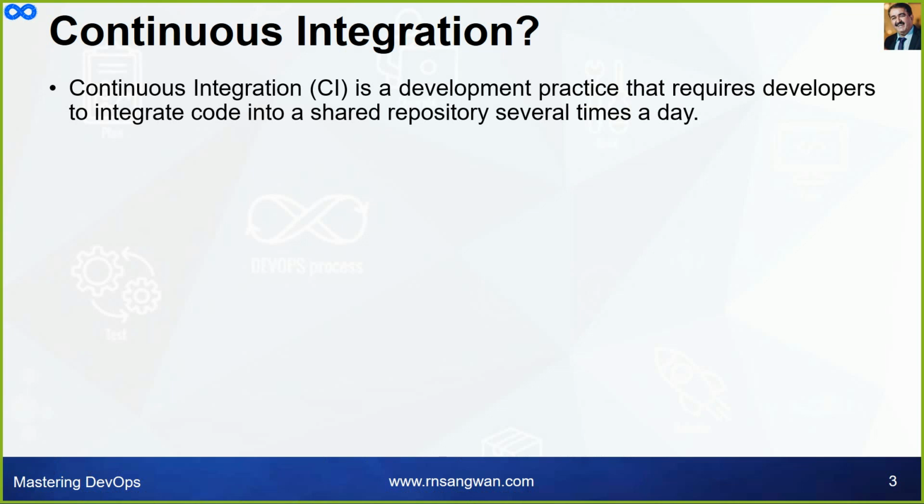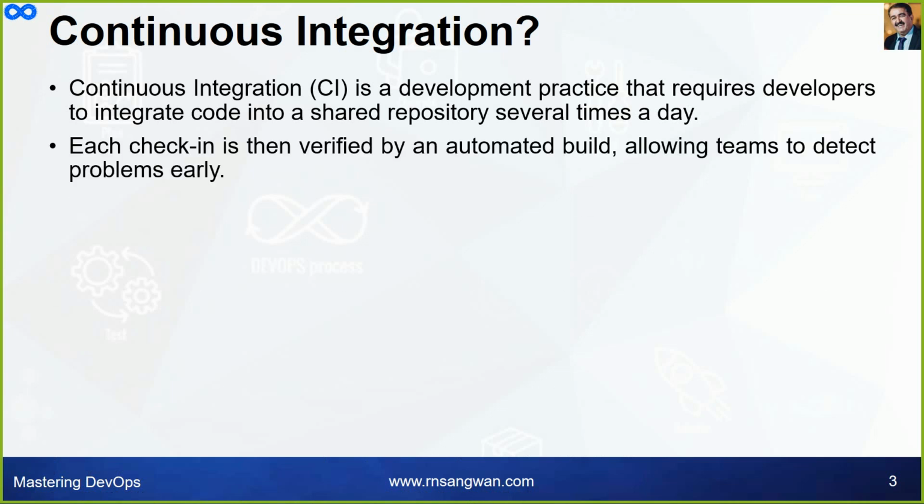Check the repository after 15 minutes. If there is a change, then pull it. If not, then no need to pull and build again, because there is no change in the code. So continuous integration is based on your scheduling. Jenkins will automatically pull and deploy or build the code. Each check-in is then verified by an automated build, allowing teams to detect problems early.